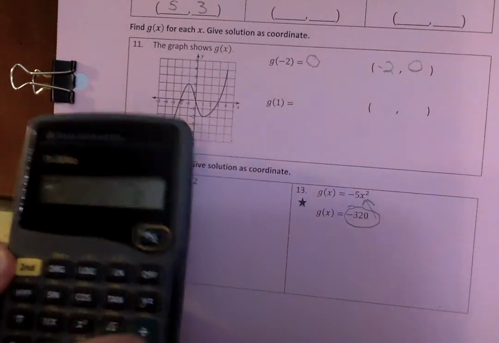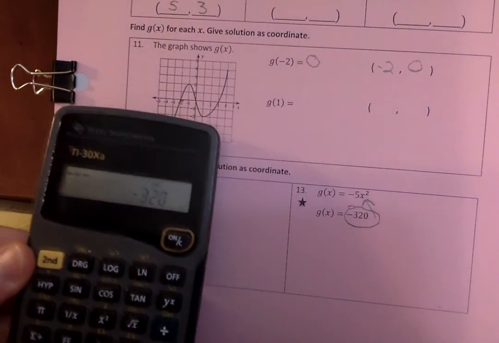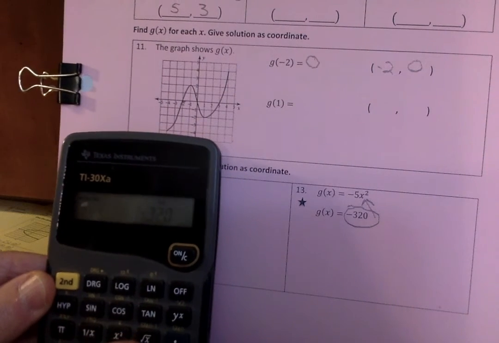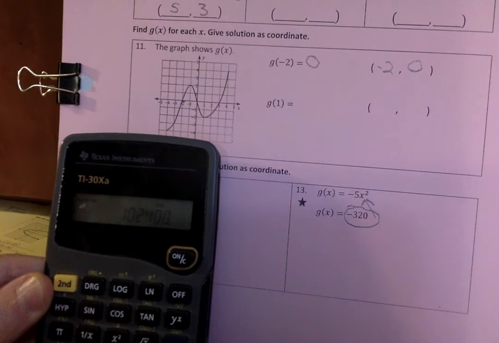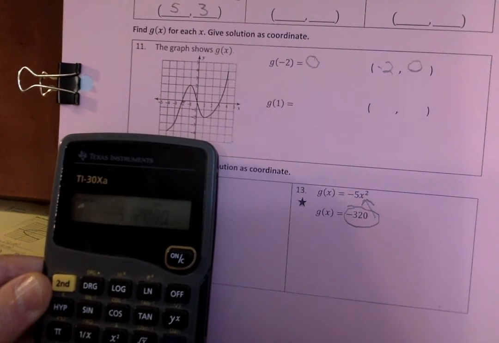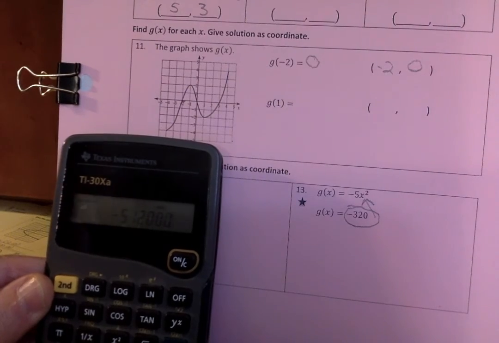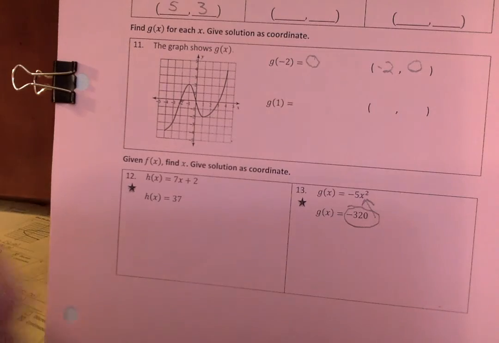I'm going to press 320, make it negative, and then press x squared, and that will square the number. Then I go times 5, plus/minus so it's negative, equals. And I'm going to put that in my spot for the answer. So it's negative 512,000.